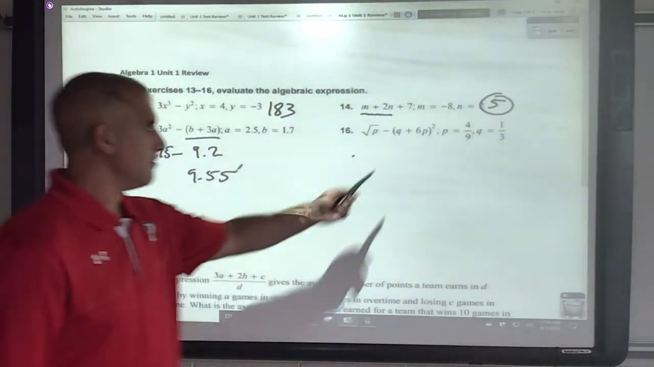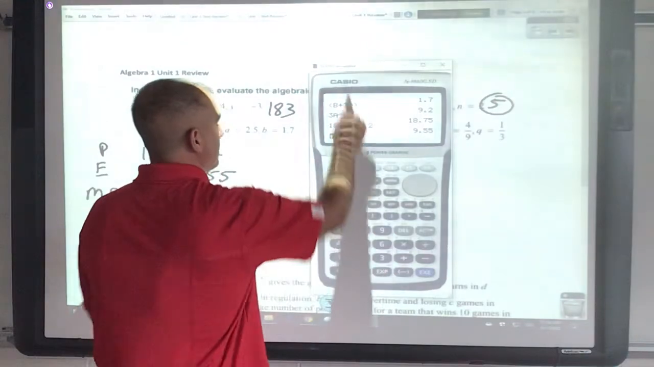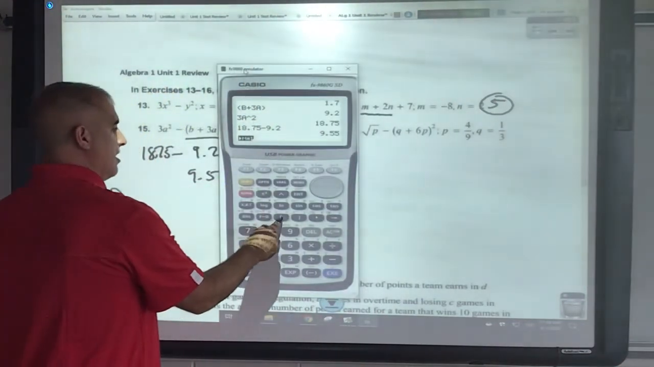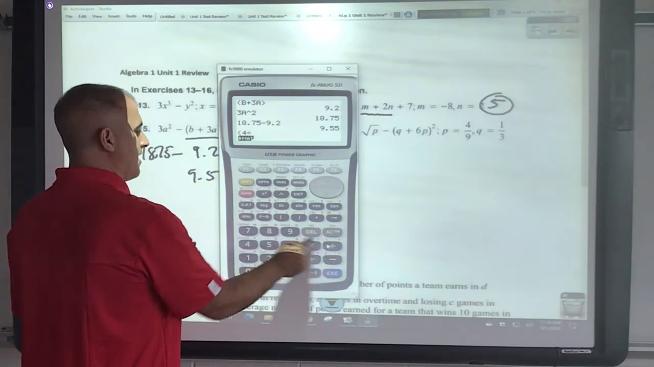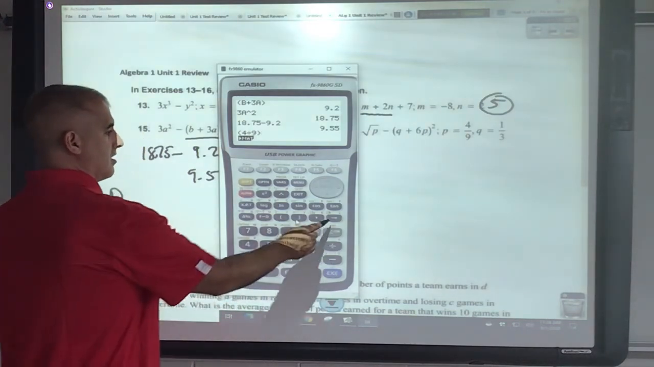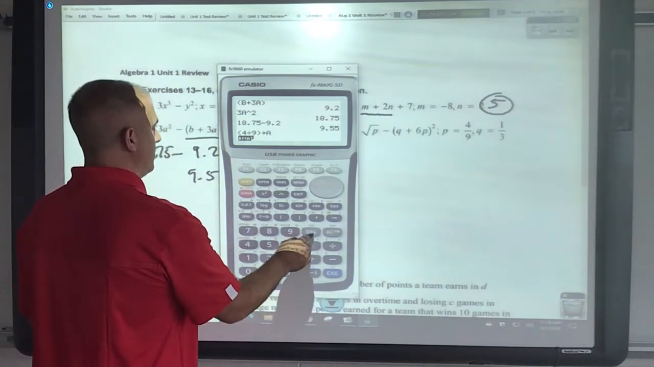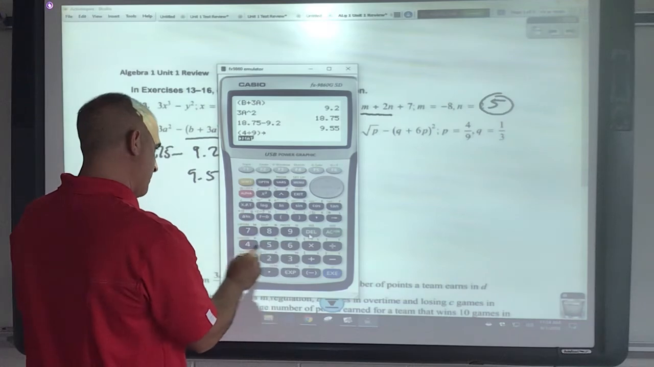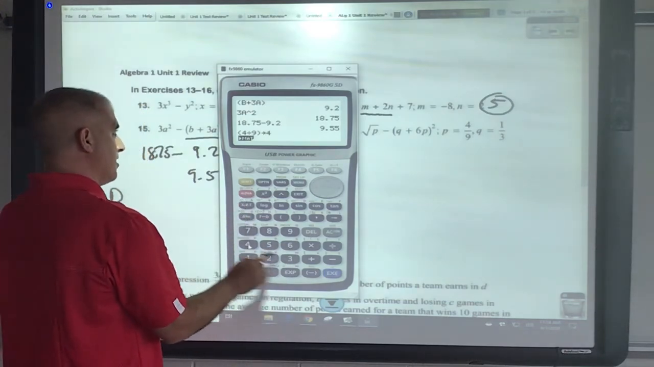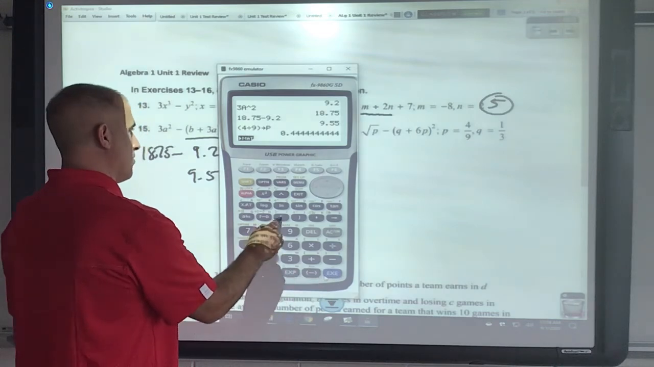I want to handle the stuff inside first. So with the fractions, this isn't overly complicated. I'm going to do parentheses 4 divided by 9, close them, then arrow, then alpha p. So A, B, C, let's find the P right here. Alpha P, that's where the 4/9 is. And then I want to do 1/3 for Q.